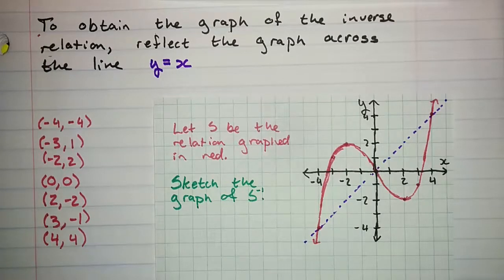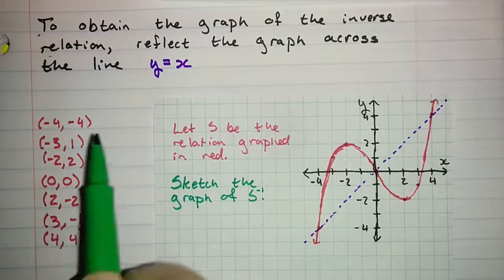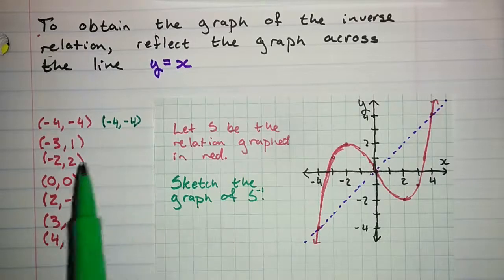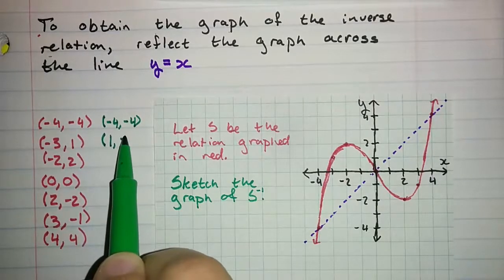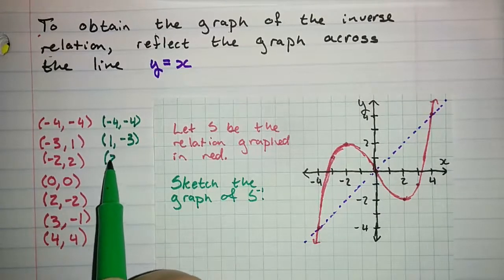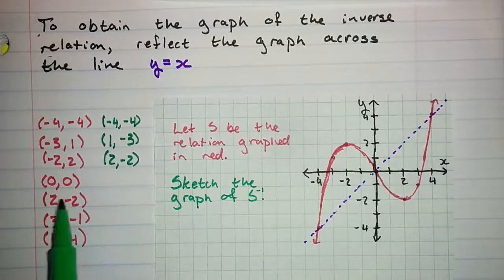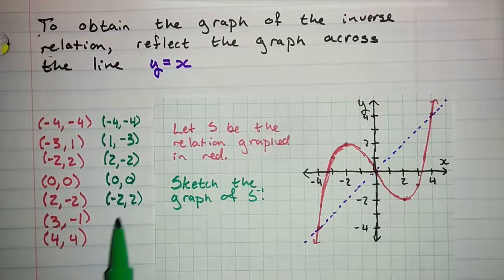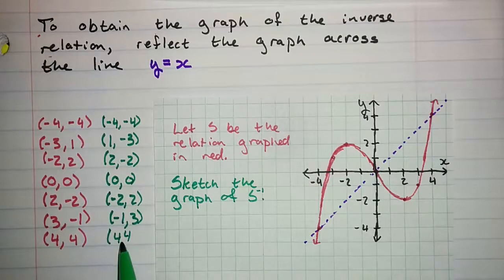So the points on S inverse: (-4, -4), nothing happens when we switch those. (1, -3), (2, -2), (0, 0), (-2, 2), (-1, 3), and (4, 4). It looks like we're going to have several points that are on both graphs, doesn't it?